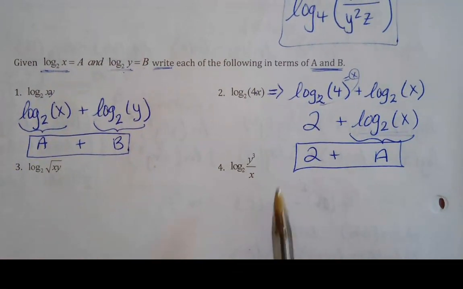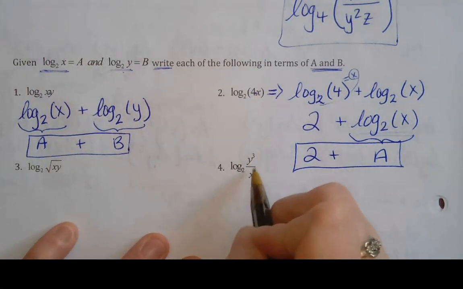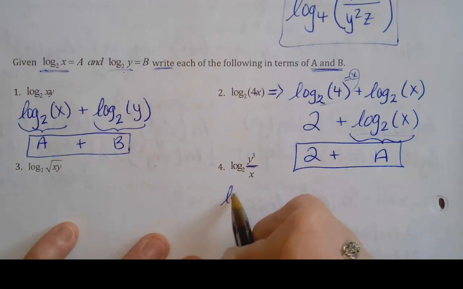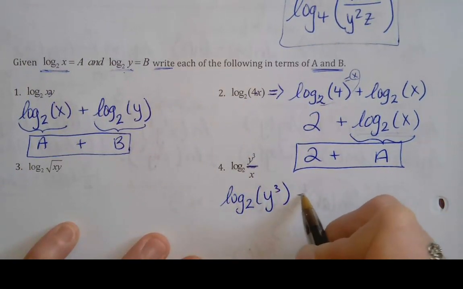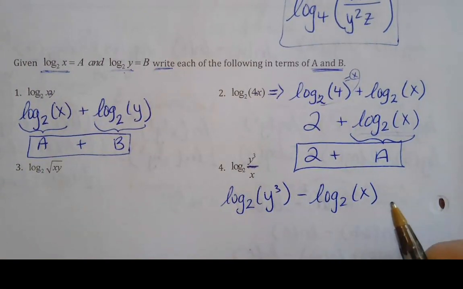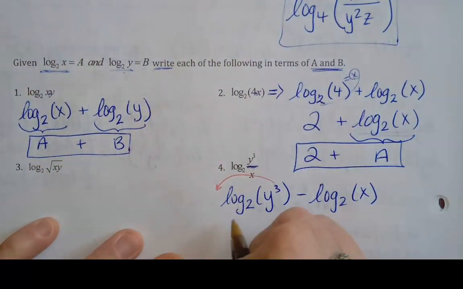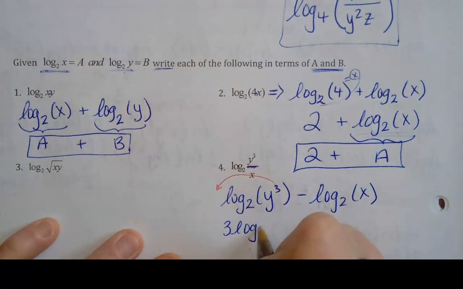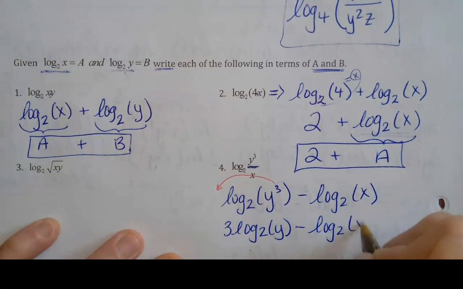All right, last but not least on this page, log base 2 of y to the third over x. So let's separate by division. Log base 2 of y cubed, and then we subtract log base 2 of x. This 3 is going to pop out front. Log base 2 of y minus log base 2 of x.